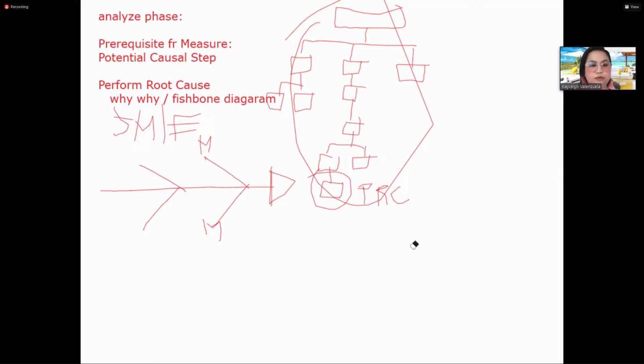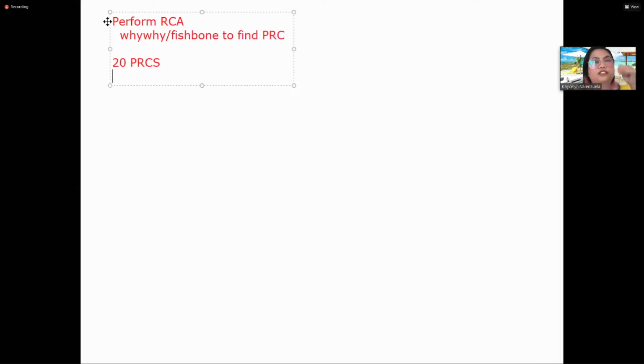Okay. So, clear ko lang to. So, after performing your RCA through YY or fishbone, you have to what? You have to prioritize. Kasi ang dami ng root cause, di ba? Kung for example, I've identified 20 PRCs. Di ba? Potential root cause, ha? If I have 20 PRCs, how will I know kung alin dyan yung kailangan ko i-validate?